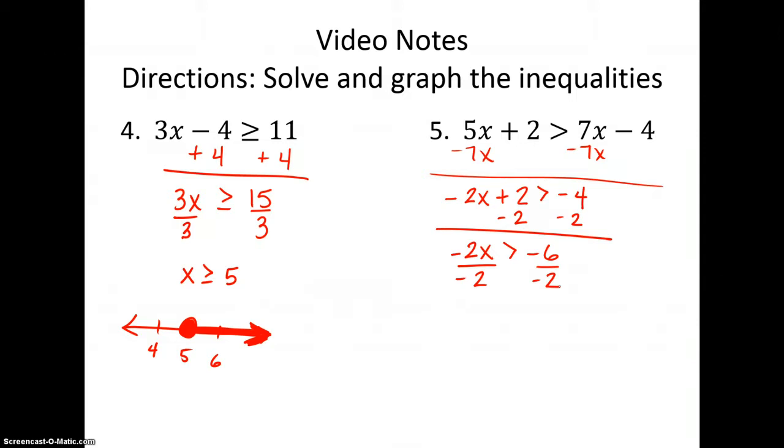at this point, this is our one rule that makes inequalities different than equations. This is what makes the less than or greater than signs different than an equal sign, and that is when you are dividing by a negative or multiplying by a negative, you must flip the sign. So we're going to write this down here.